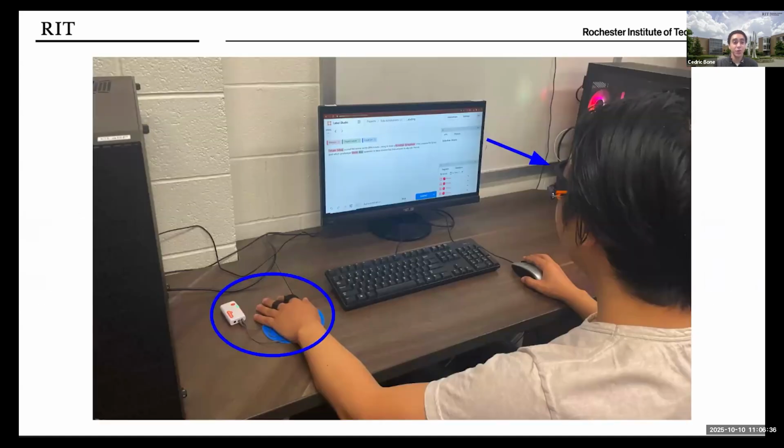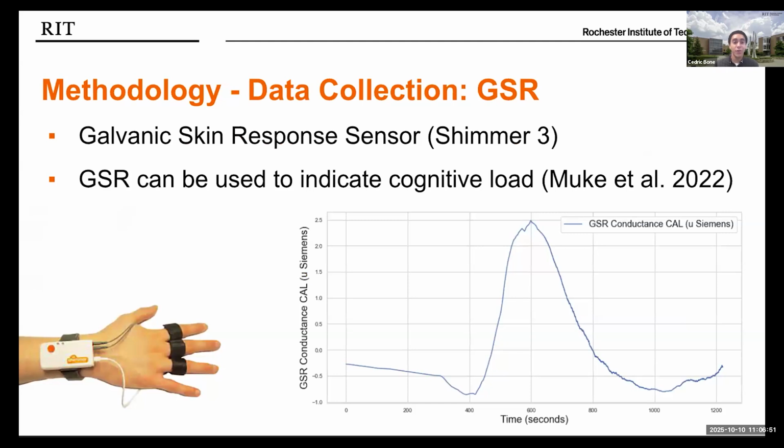So this is what a participant would look like when they come into our lab. You can see that there's a GSR sensor on their non-dominant hand, and they're also wearing eye trackers. We try to keep as many of the environmental factors the same in between participants as possible. Now, more information about the specific sensors we used.